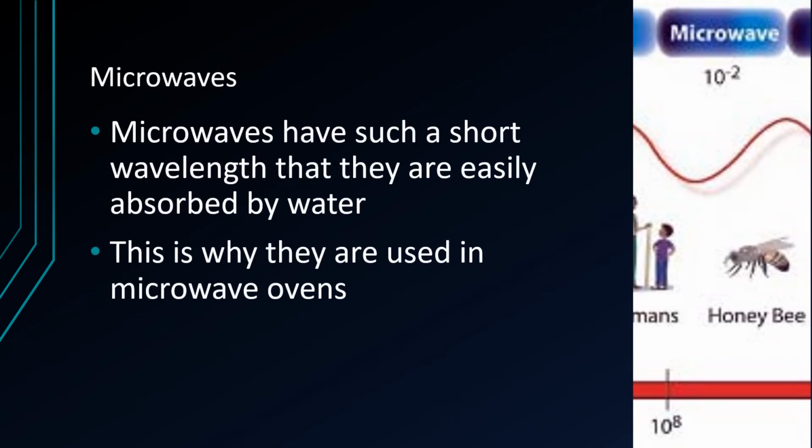Now as we move on, let's talk about microwaves, the next strongest wave. They have a very short wavelength and are actually easily absorbed by water. And this is why we use them in microwave ovens.